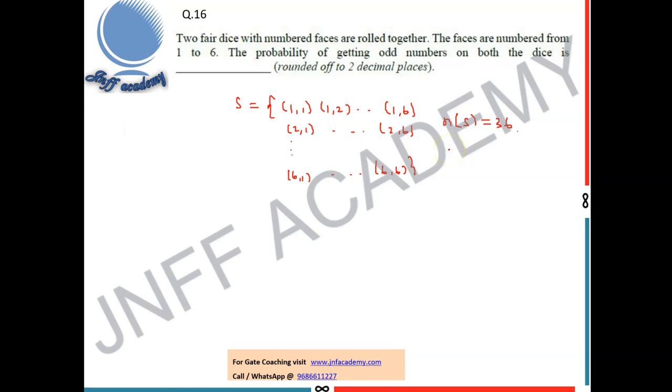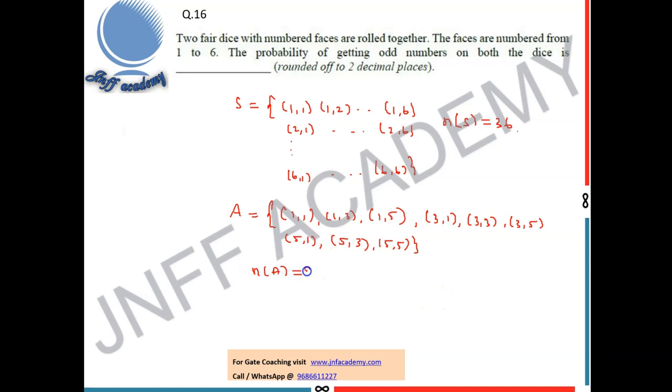So let A be the event of getting both the dice as odd. A is equal to 1,1; 1,3; 1,5. 2,1 is not coming because one of the numbers is even. Next 3,1; 3,3; 3,5, and similarly 5,1 only will come; 4 and 6 are not coming. 5,3; 5,5. So these 9 possible outcomes only have both the dice as odd numbers. So n of A equals 9.